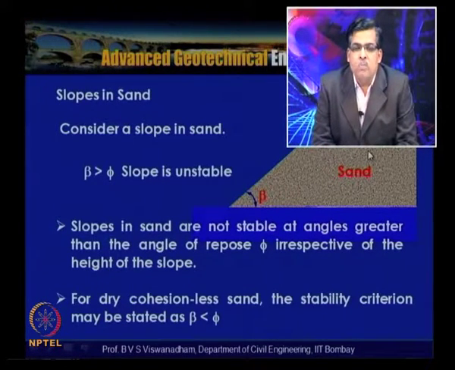That means the slope takes a profile equivalent to that safe friction angle. So slopes in sand are not stable at angles greater than the angle of repose phi, irrespective of the height of the slope. For dry cohesionless sand, the stability criterion may be stated as beta less than phi. If beta is less than phi, we can say the stability of the slope can be ensured. Let us look at how this can be explained using a tau sigma plot.